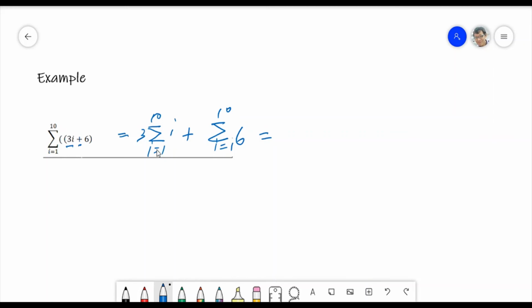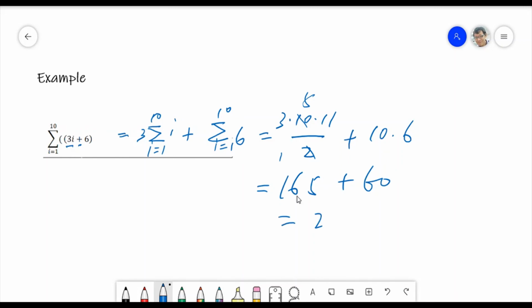Based on the first one, 1 to 10, this we learned the formula, which is n times n plus 1 over 2, where n is 10, and 10 plus 1 is 11. And don't forget they have a 3 here, right? So plus, and then the second one is a constant, and for a constant the formula is 10 times 6, so that's easy. So here we get 5 times 11 times 15. 55 times 3, yeah, then this would be easy, plus 60. So it would be 225.